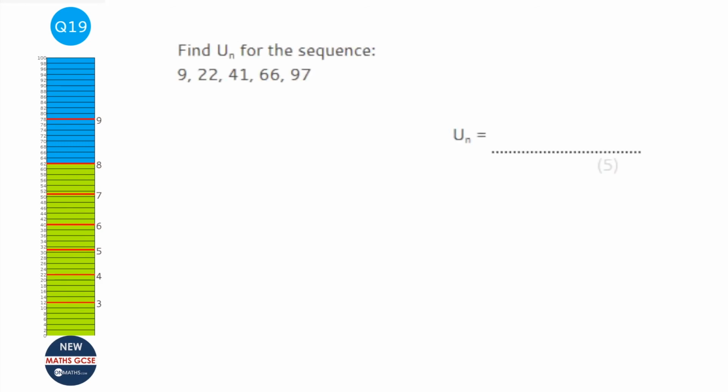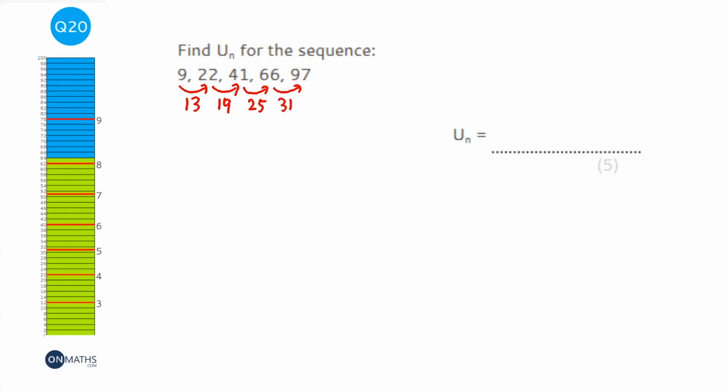Okay, so we're asked to find the nth term of the sequence. The first thing I need to do is work out what the sequence is going up in. So 9 to 22 will be 13. 22 to 41 would be 19. It's not the same. Okay, so that will be 25, and then this will be 31.